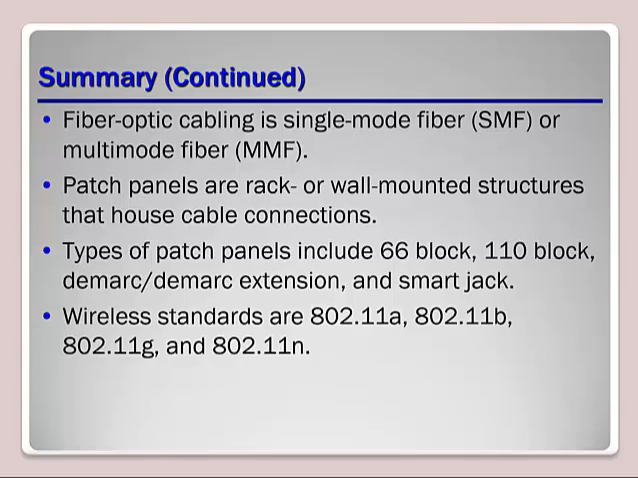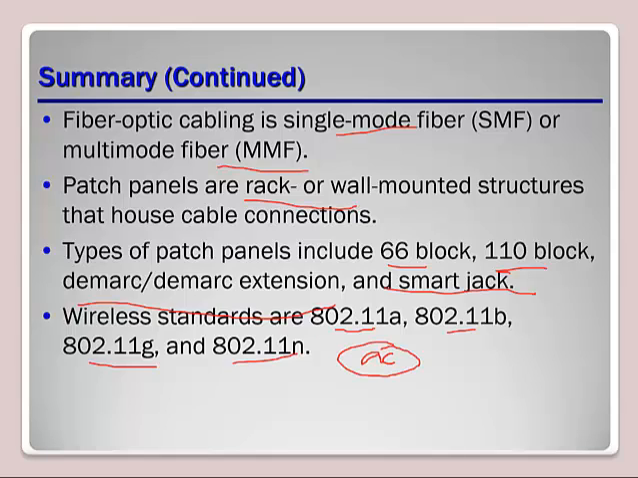Fiber optic cabling is single mode fiber or multimode fiber. And patch panels are rack or wall mounted structures that house cable connections. Types of patch panels included the 66 blocks, the 110 blocks, and then you have DMARCs and smart jacks. Wireless standards 802.11a, B, G, N, and it may not be on the tests yet, but AC is going to be there soon.